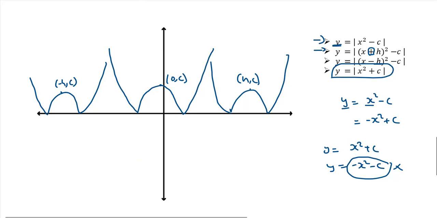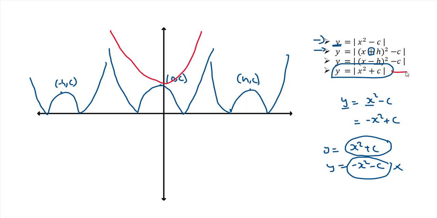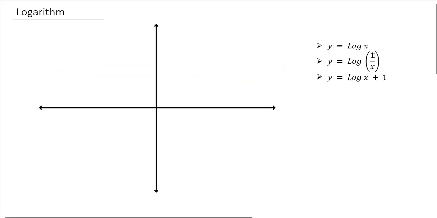So what we will do is we'll just draw the first part, that is y equal to x square plus c, and the graph for y equal to x square plus c will look like this. This will be your graph for this equation, y equal to mod of x square plus c. Let us move ahead and see how to draw logarithmic graph.